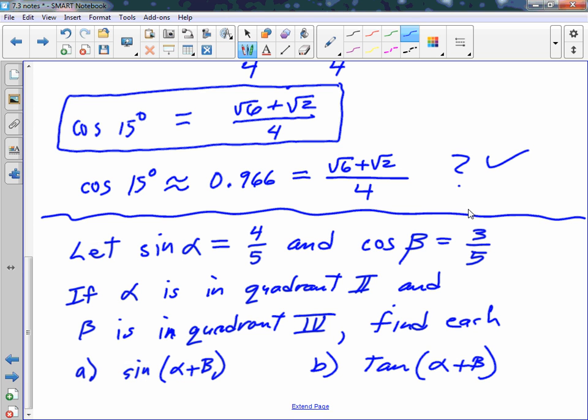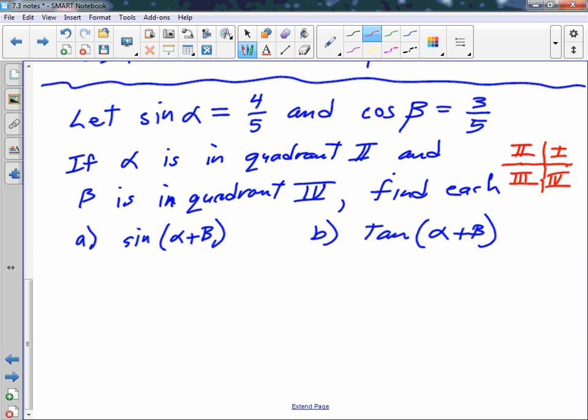They have some more in the book, but it's too much. Okay, first off, let's review. What in the heck is a quadrant 1 and a quadrant 2? Here's quadrant 1. Here's quadrant 2. Here's quadrant 3. And here's quadrant 4. Okay, so this will be kind of fun. So let sine alpha equal 4/5 and cosine beta equal 3/5.